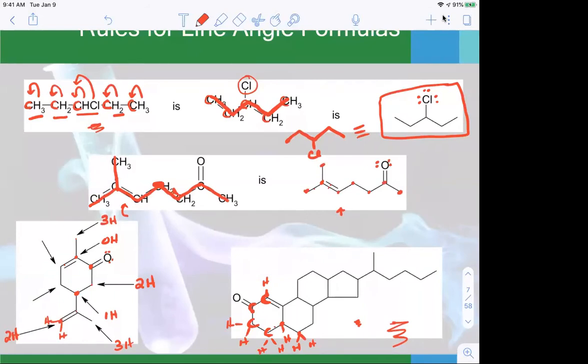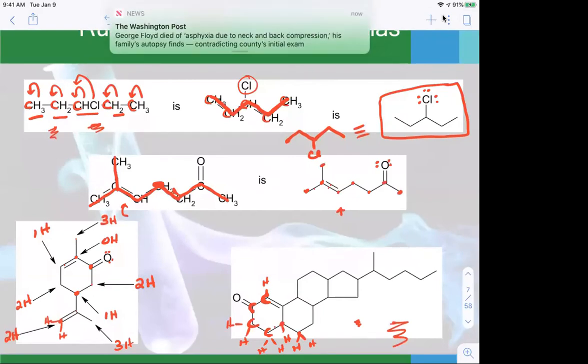This carbon has double bond. I need 2 more bonds, so I have 2 hydrogens. 2 hydrogens here, 1 hydrogen there, and so on and so forth. So you really need to get practice going from line angle to condensed structure. Sometimes I can really draw it out and I have all of the different atoms in there.